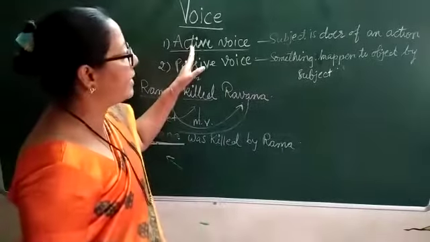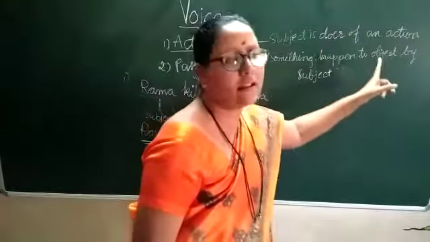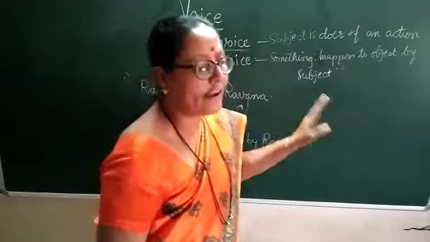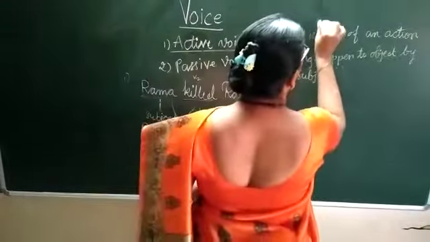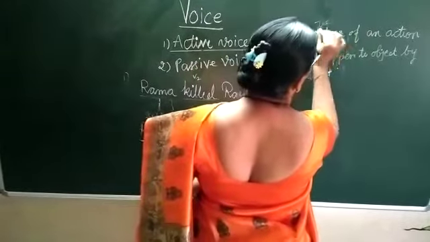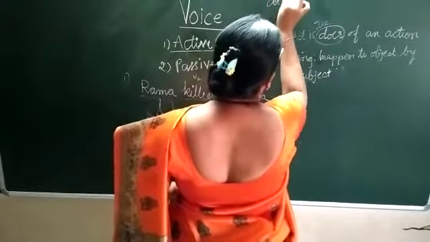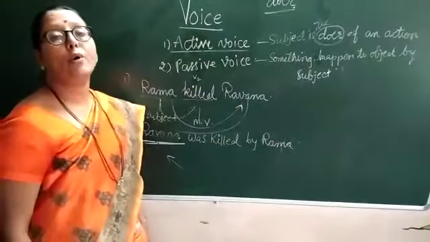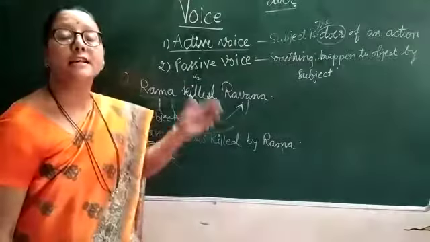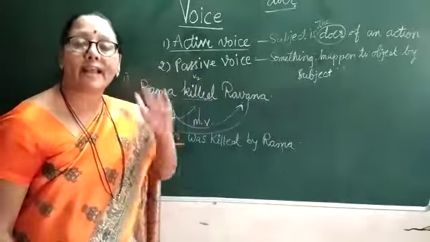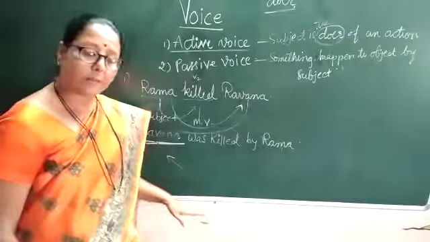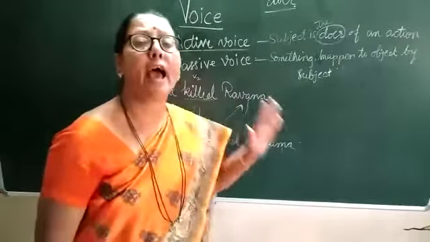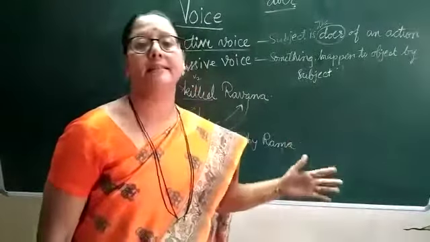See here. In active voice, subject is the doer of an action. Doer spelling: you don't write D-O-O-R. Doer spelling is D-O-E-R. In active voice, subject is the doer of an action. And what is passive voice? In the passive voice, something happened to the object by the subject.